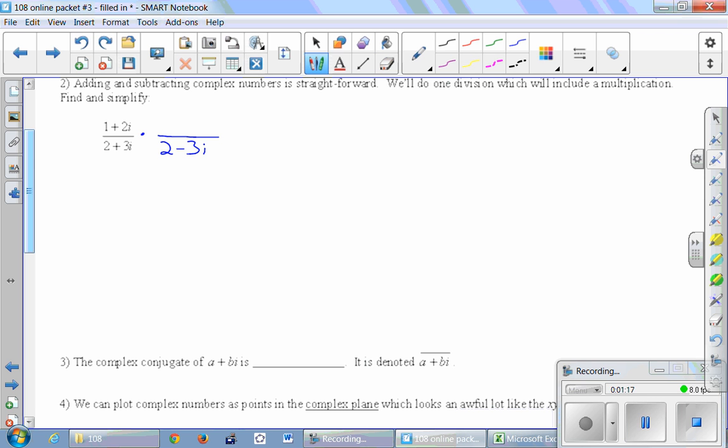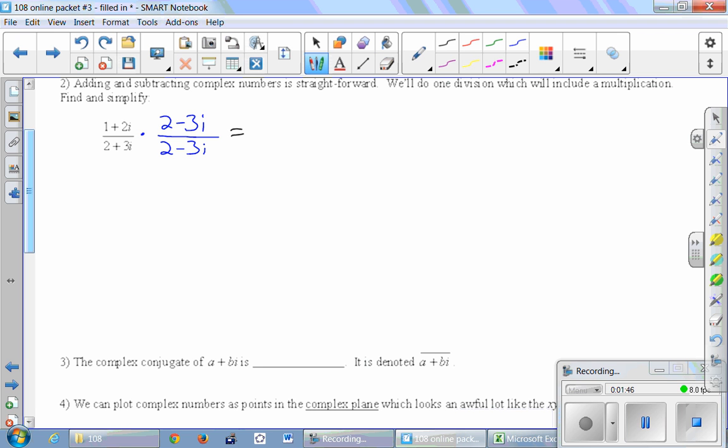We'll see why that's the right thing to do, but I'll just say it's the same as the bottom, but changing the sign of the number in front of the i. It used to be 2 plus 3i, now it's 2 minus 3i. But if I do that to the bottom, I better do exactly the same thing to the top. So make sure you don't put on top 1 minus 2i, that's not the idea. You've got to do the same thing top and bottom. And we always choose to do this based on the bottom. The top is kind of irrelevant.